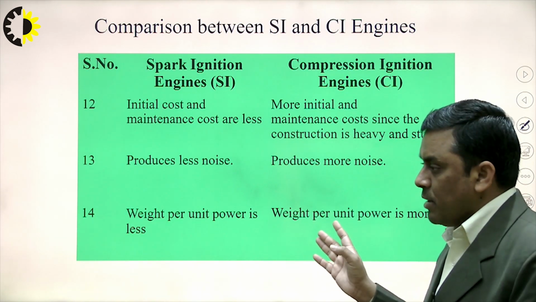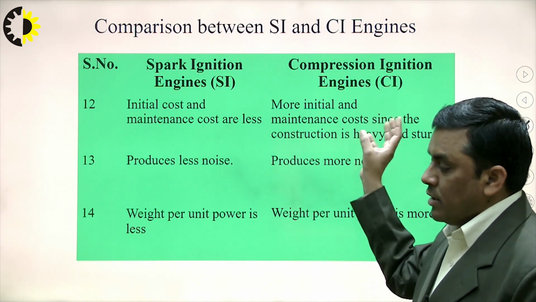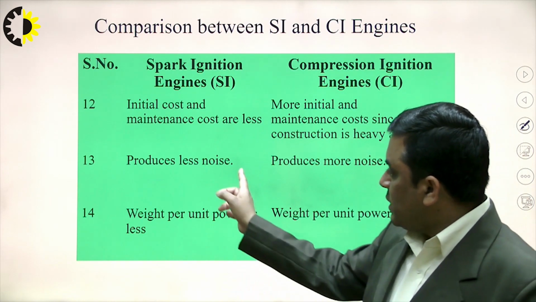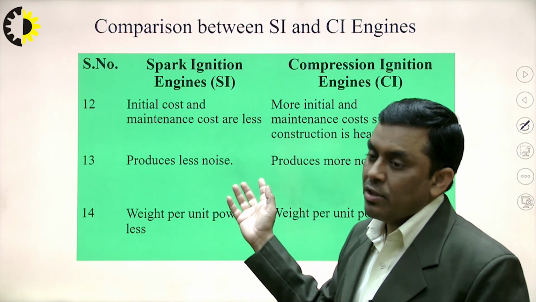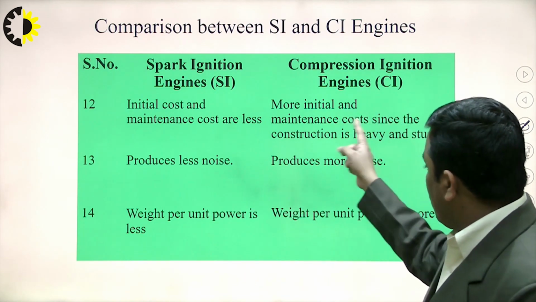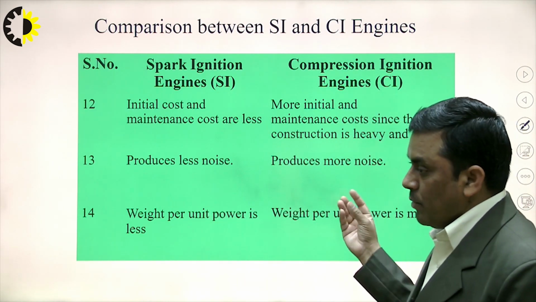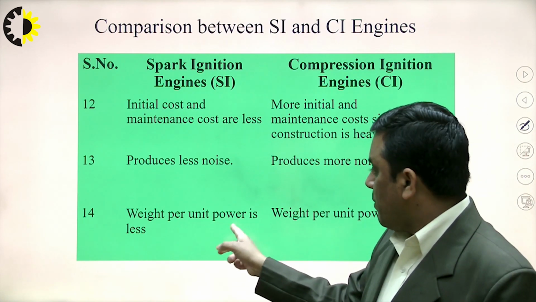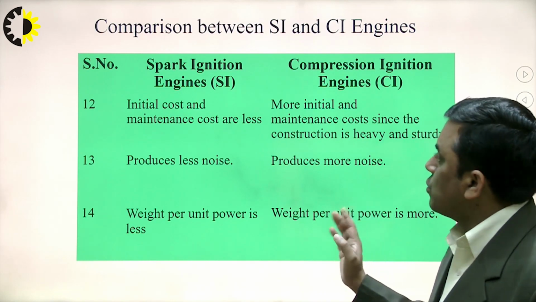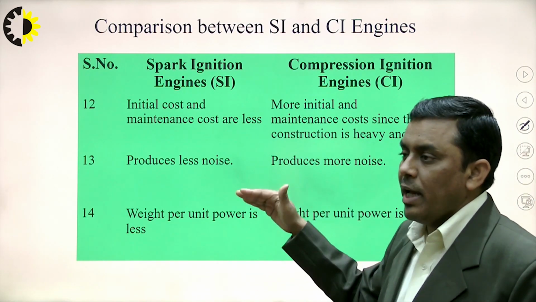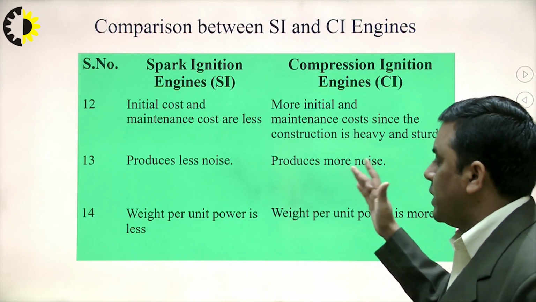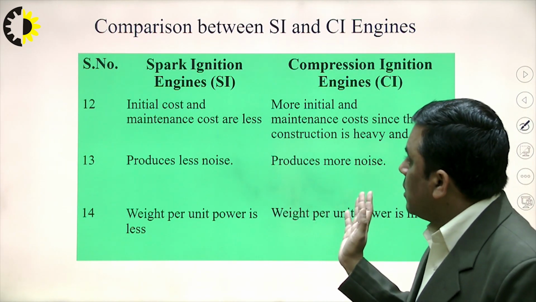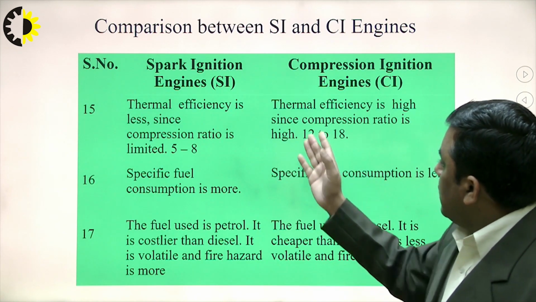When we have to deal with the more pressure, then obviously the design must be robust and solid enough to sustain that pressure. Produces less noise, compression ratio is less, so the noise will be less. Because of the high compression ratio, the tendency of knocking and vibrations will be more. Okay. Weight per unit power is less, weight per unit power is more. So, these are the comparison between the SI and CI engine, petrol or diesel engine, Otto and diesel cycle. So, these are the general comparison. Okay. There are some more.